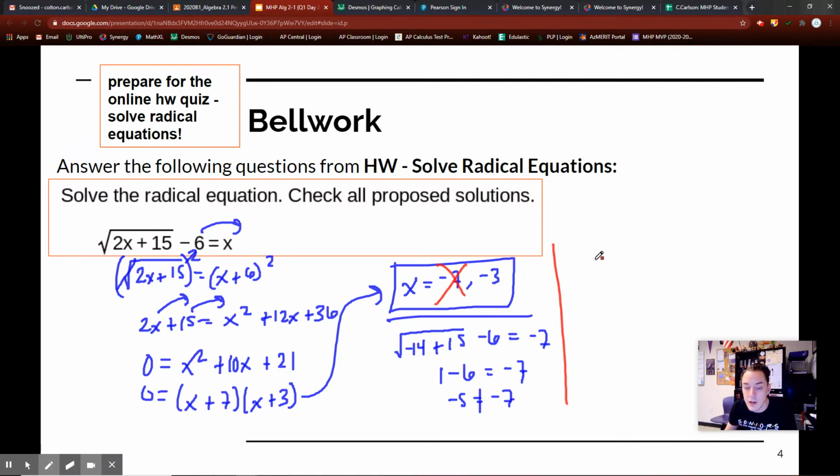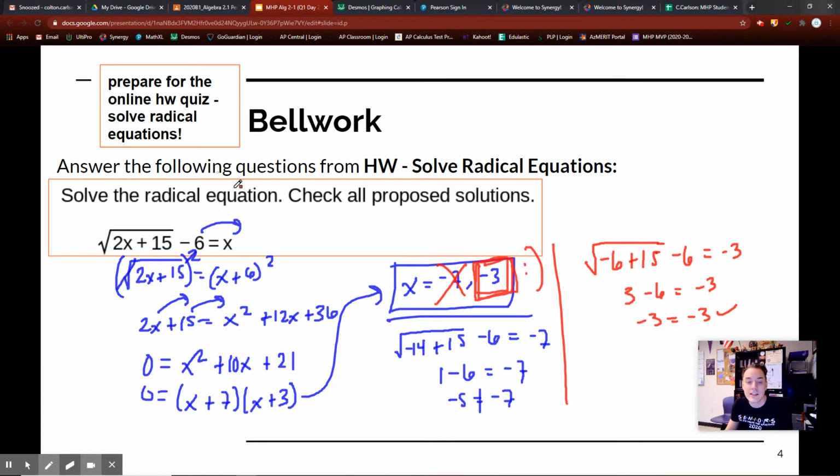And so now my next one, I'm going to check that, -3. So let's plug that in. So 2 times -3 is -6, plus 15, and then minus 6, and then -3. Yep. So this is actually going to be 9. So the square root of 9 is 3, minus 3, and this becomes -3. So -3 or minus 6, that becomes -3. That is -3 right here, -3 right there. So that means my actual answer is -3. That is my final checked solution.